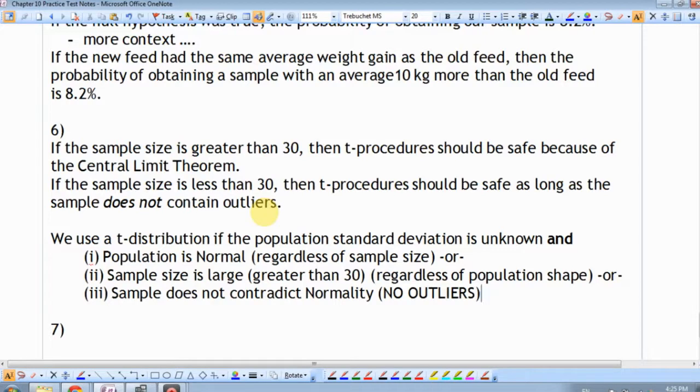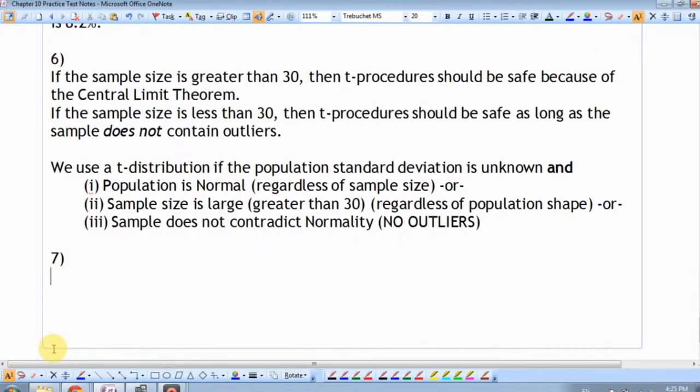Okay, so what exactly is a T distribution? A T distribution is a shape of a sampling distribution under certain circumstances. It looks like a normal distribution, but a little flat. Okay, I think we should go on to 7. We can talk about that a little bit more.